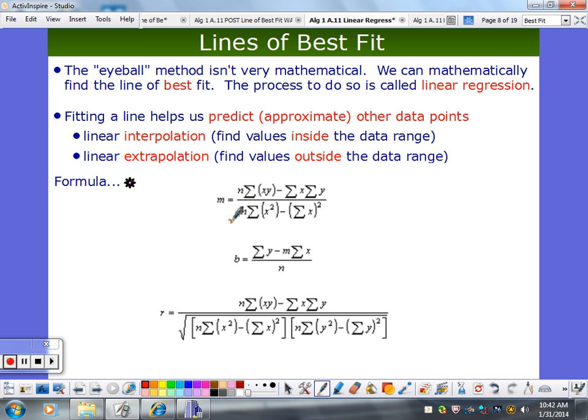To find the slope, you take your number of points, n, and multiply times the sum of your xy products. Subtract the sum of the x's times the sum of the y's, there's your numerator. Divide by n times the sum of all your x's squared, minus the sum of your x's, squared. That gives you slope. If you want b, you take the sum of all your y's, minus the m you just calculated times the sum of the x's, and divide by the number of points you have. Here's m, there's b: y equals mx plus b.